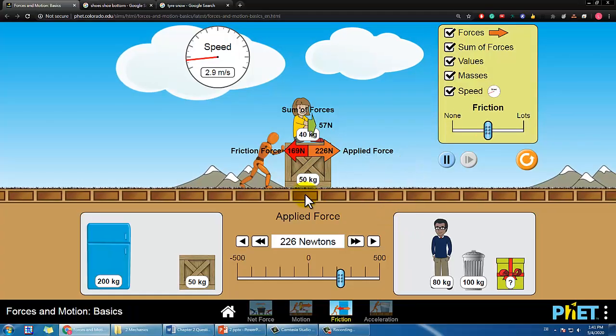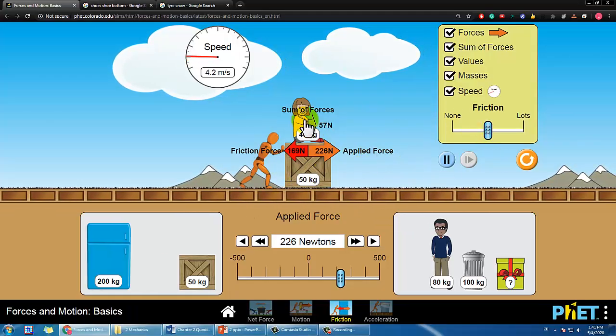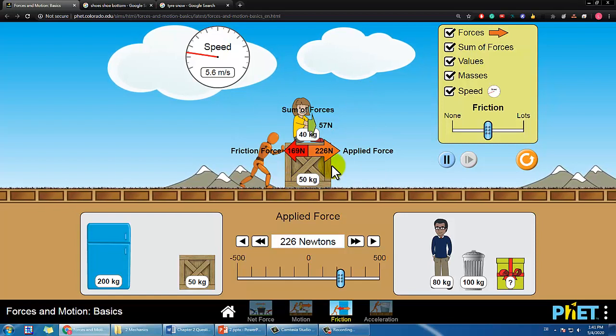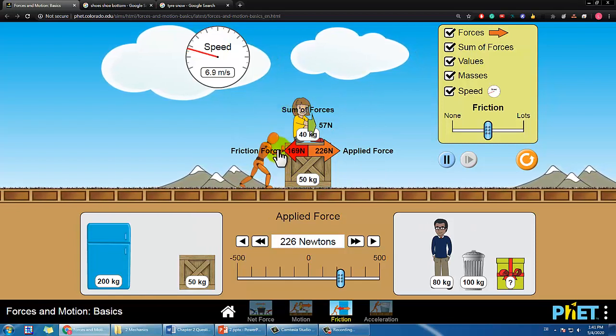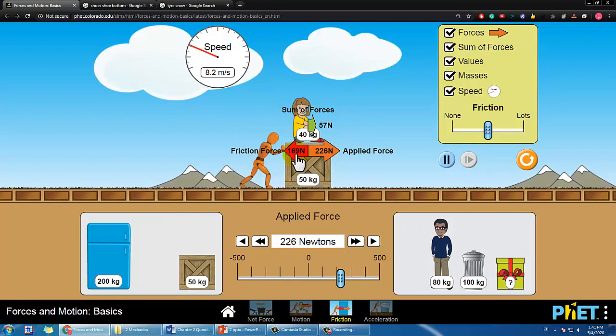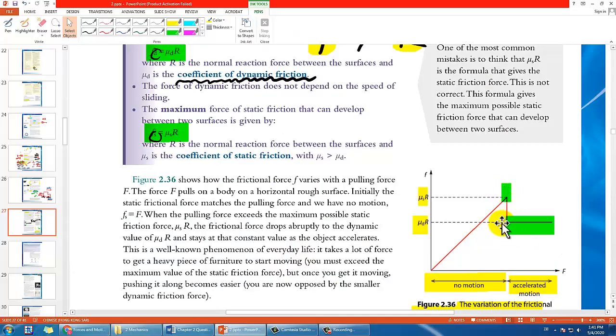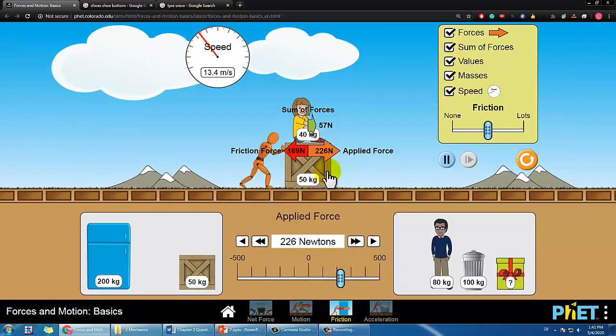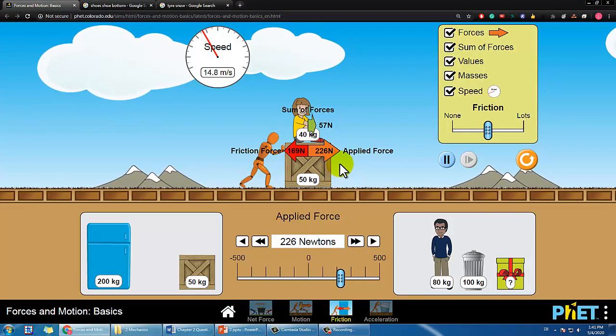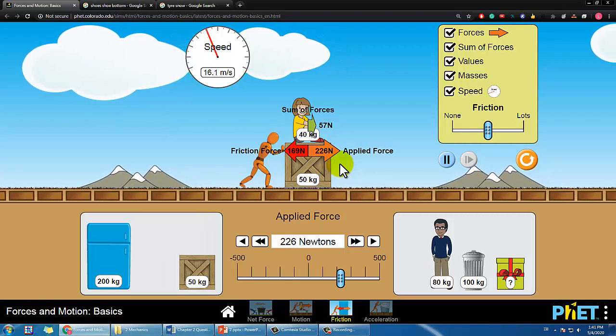Wow! So whatever the coefficient of this is multiplied with the normal reaction, that goes with 225 in that case. So once it started to move, it would suddenly change to the dynamic friction, like here. So you can see from this simulation, it basically showed the interaction between these two.